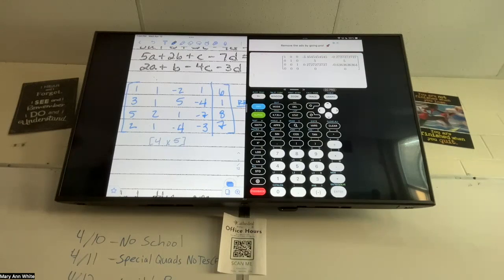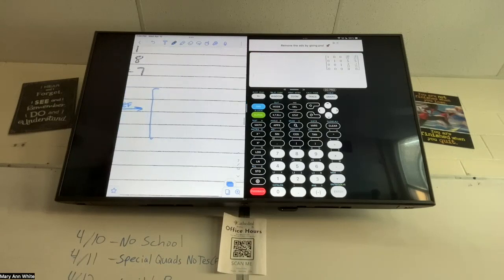Once I do that, I got a lot of decimals, so I want to make it fractions so it makes a little bit more sense to me. So I'm just gonna go normal math fraction, enter, enter, and it gives me this. I'll write it down.